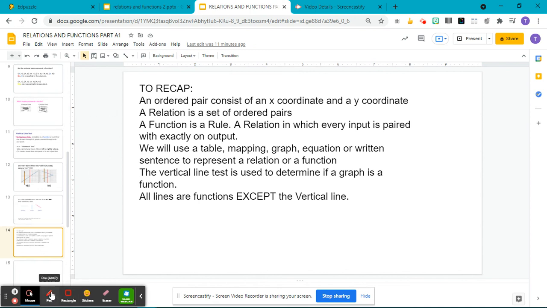And when we follow a rule it looks like this. y is equal to 3x plus 1. This is my rule. It looks like an equation, but all it is is a rule. We use a table, a mapping, a graph, an equation, or written sentence to represent a relation or a function. The vertical line test is used to determine if a graph is a function, and all lines are functions except the vertical line. So make sure you have your notes, and we'll finish discussing this when we get to class.